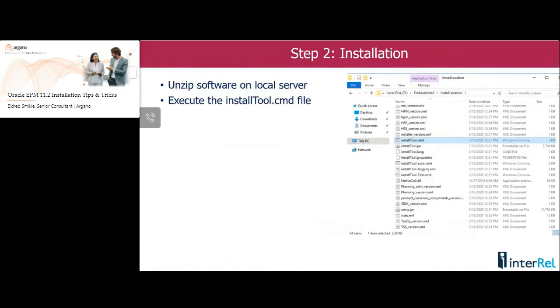Once you've downloaded the software, you would then unzip or extract the software into a centralized location. So you can put all of the extracted binaries in one file location because they are dependent on each other. And then you'll be able to run the install tool without any error. So you download the software, extract the software to a central location, and then execute the install tool.cmd to kick off your installation.